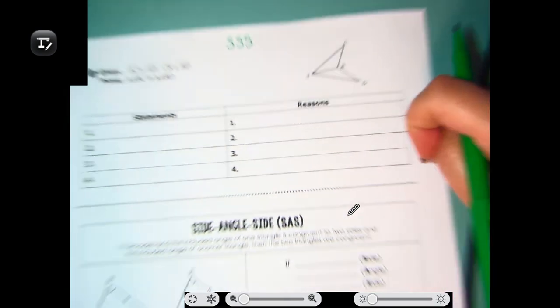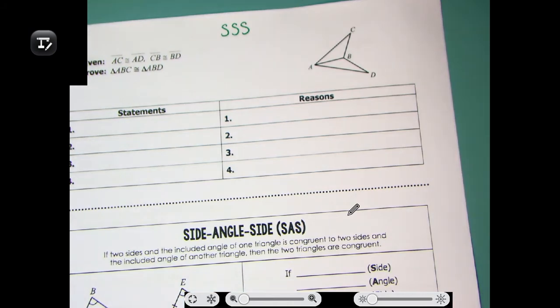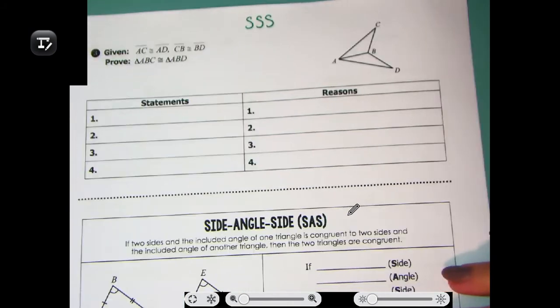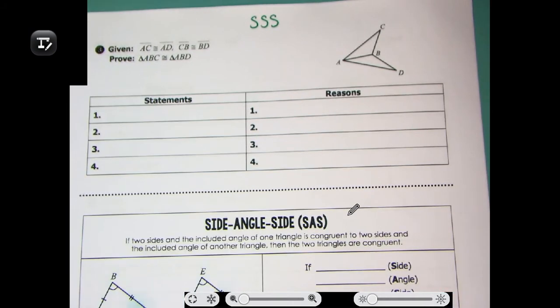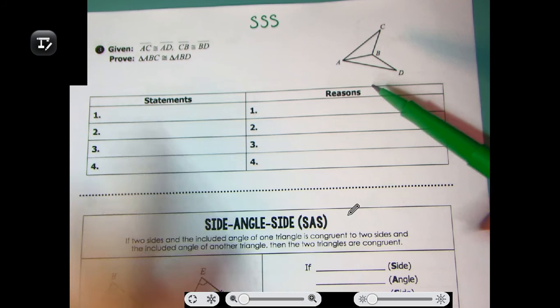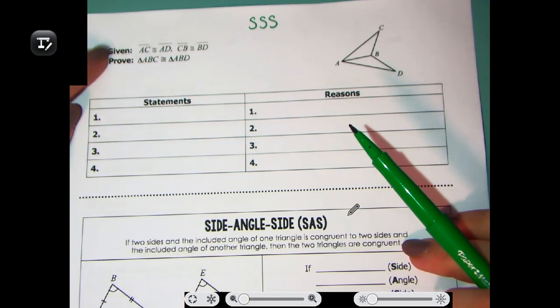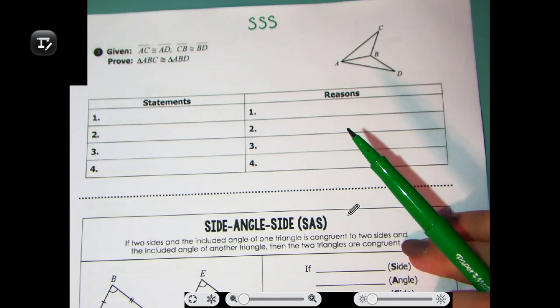So let's look at this example here. Remember, my goal is to prove that these two triangles are congruent, and I want to do that using side, side, side. So I want to prove that all of the sides are congruent, and once I do that, then I can prove that the triangles are congruent. So let's take a look at what's given and what we need to prove.